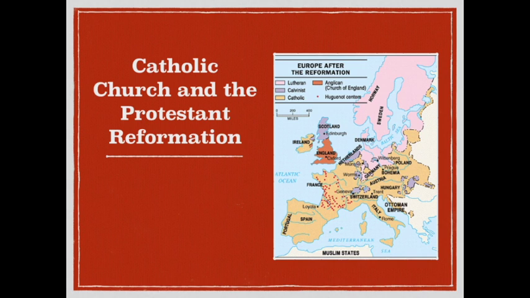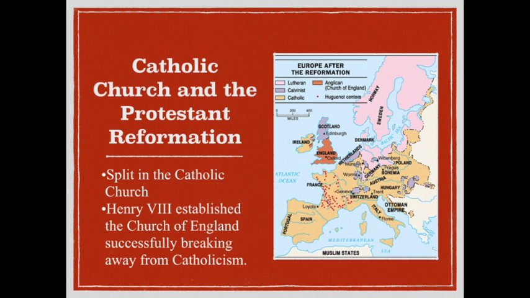Also, the Catholic Church and the Protestant Reformation made it more advantageous to explore the New World as well. Remember, we talked a lot about the split in the Catholic Church because of the Protestant Reformation. And Henry VIII established the Church of England, successfully breaking away from Catholicism. He established the Anglican Church or the Church of England because he couldn't get a divorce. Remember that story.